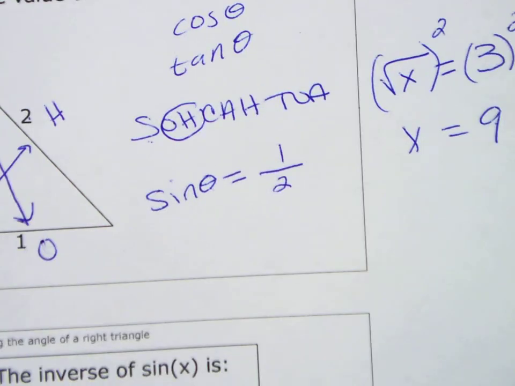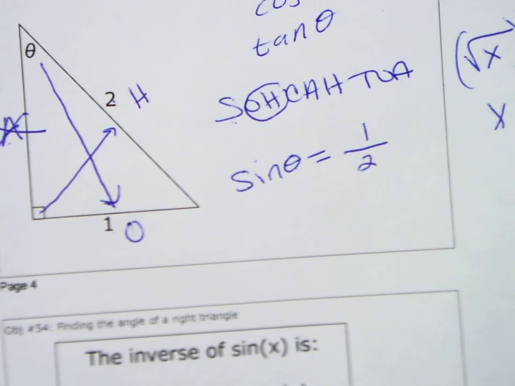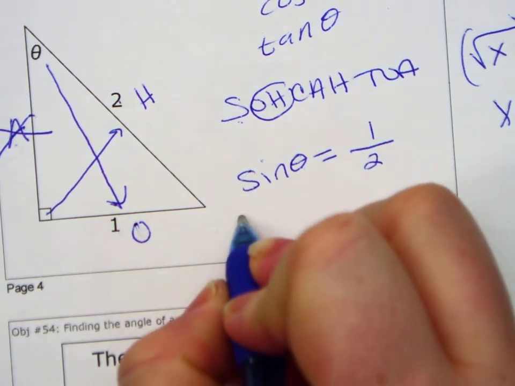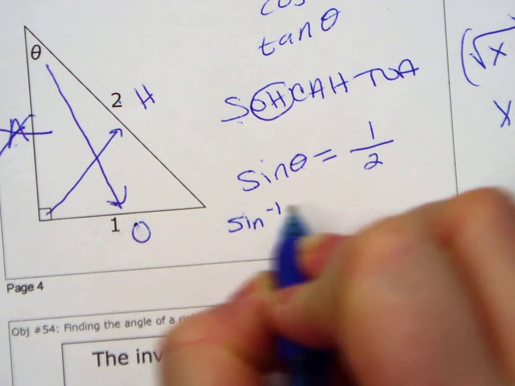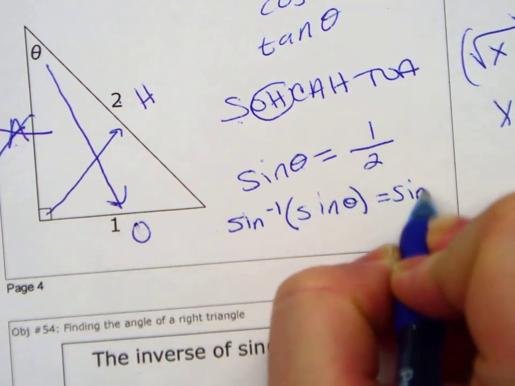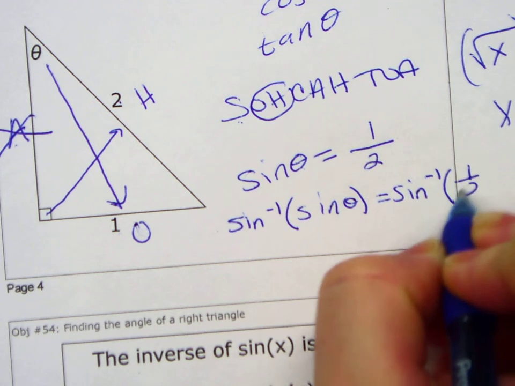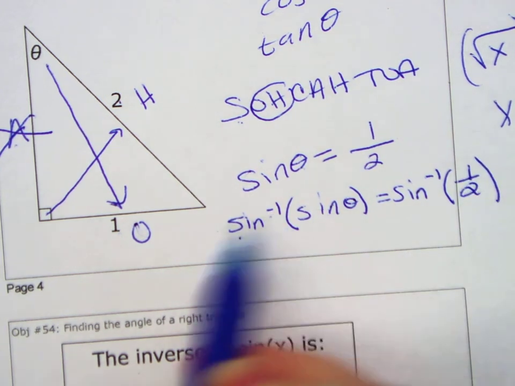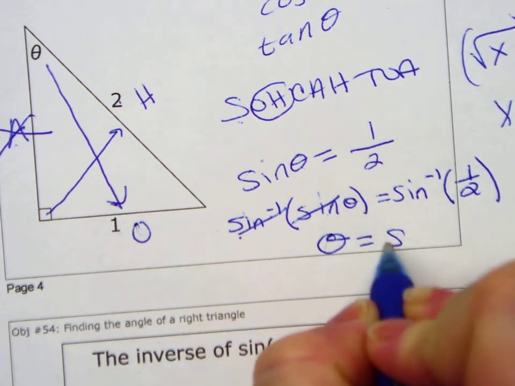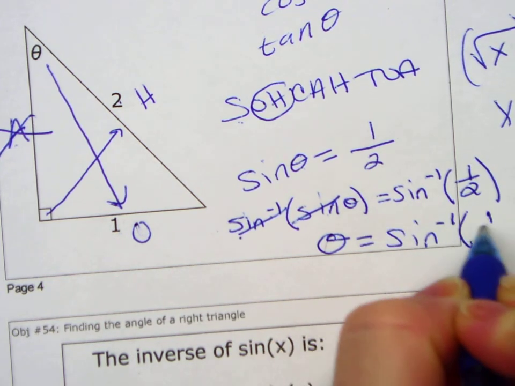And this is what gets a little confusing for students, because the inverse of sine is actually just called inverse sine. It's sine with a little -1. So what we're going to do is sine -1 on both sides. Sine -1 and sine, they're inverses. They cancel out. And so theta equals sine -1 of 1/2.